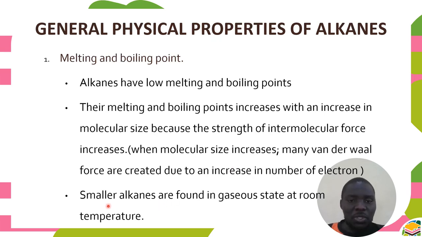Smaller alkanes are always found in gaseous state at room temperatures. Which are these smaller alkanes? We are talking about methane, ethane, as well as propane and butane. These ones are going to be found in gaseous state at room temperature because they have weak force of attraction, so they need little energy to be broken.